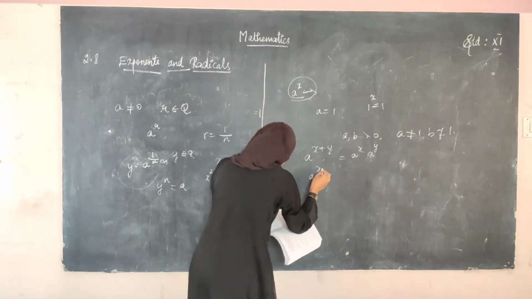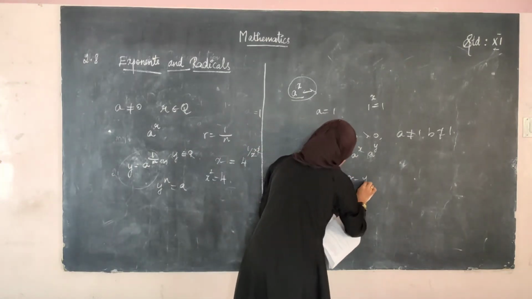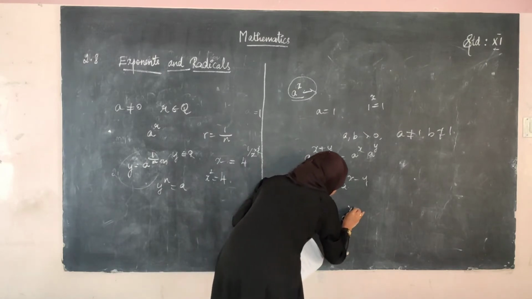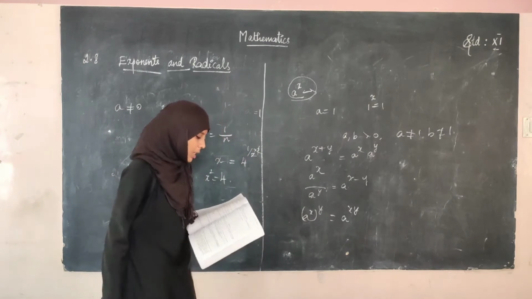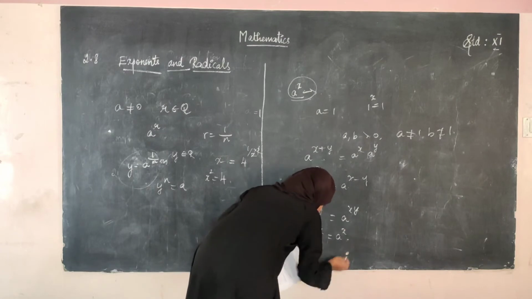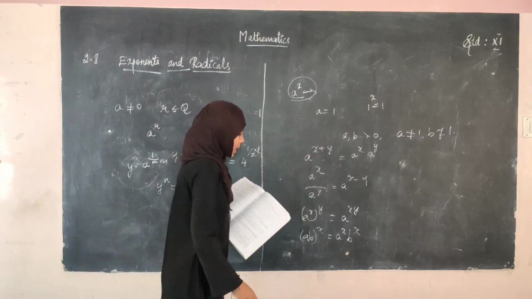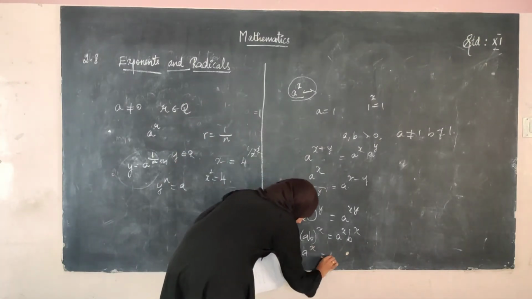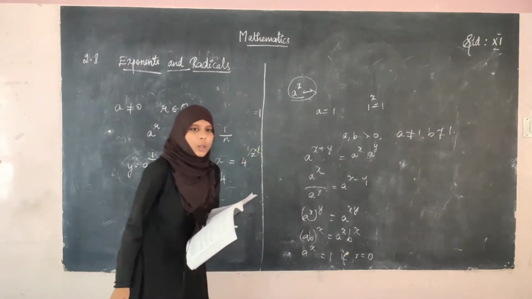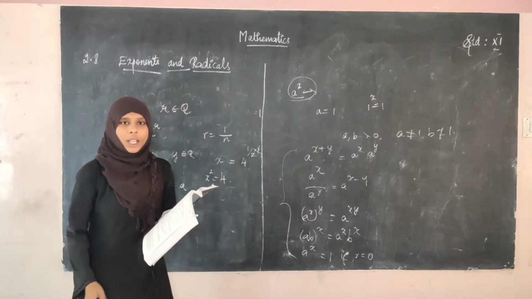Similarly, a power x divided by a power y can be written as a power x minus y, and a power x the whole power y can be written as a power x into y, that is, the powers can be multiplied. And ab the whole power x can be written as a power x into b power x. And a power x is equal to 1 when x becomes 0, anything power 0 is 1. So these are the important properties to be noted for doing the sums of the exponential function.